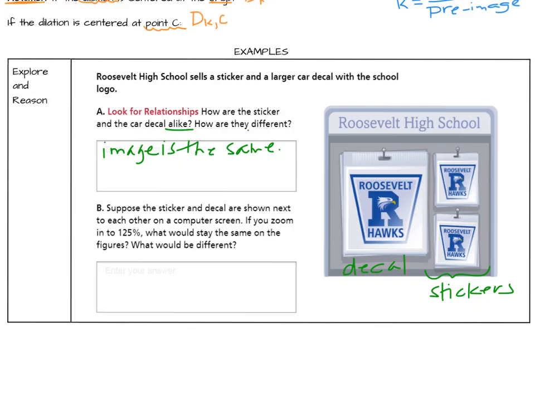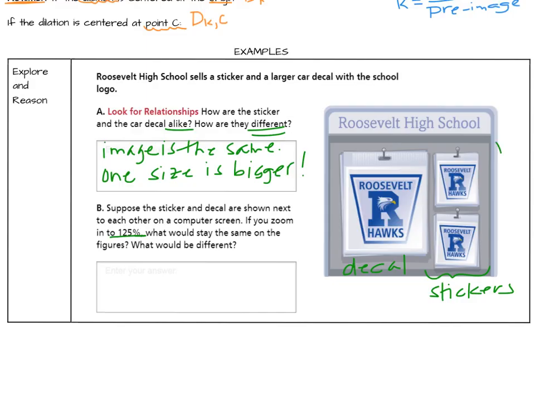And how are they different? Well, they definitely aren't the same size. One is bigger. Pretty easy to tell that. And then it says, suppose the sticker and decal are shown next to each other on a computer screen. If you zoom in to 125%, what would stay the same on the figures and what would be different?